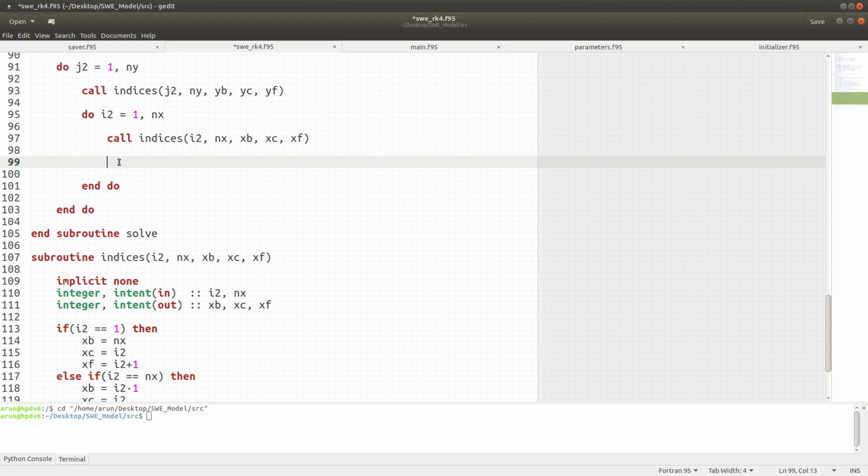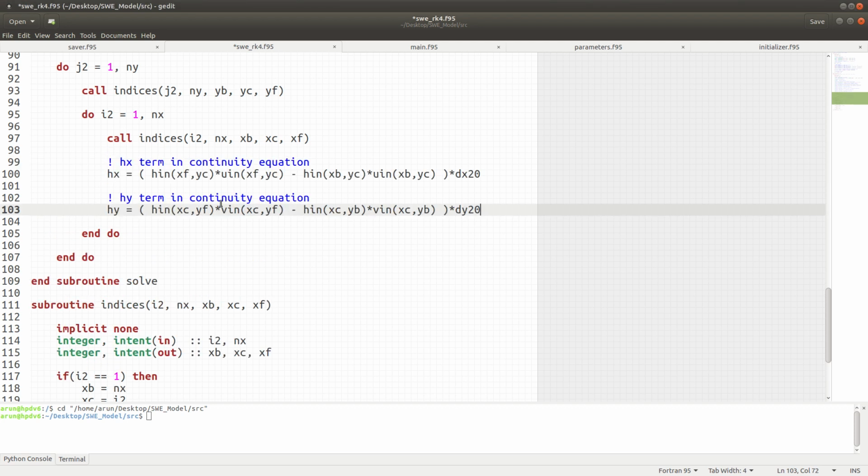So let's write the finite difference schemes for the hx and hy terms. How I do it is as follows. I take the forward point in the x direction, keeping the y value constant. Because the derivative is about the x-axis, I'm going to keep y constant. Then I multiply this by u, the u velocity at the forward point, the point in front of me, keeping y constant.